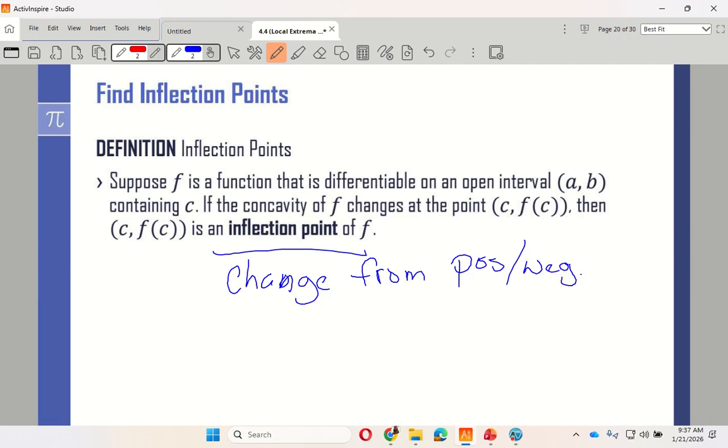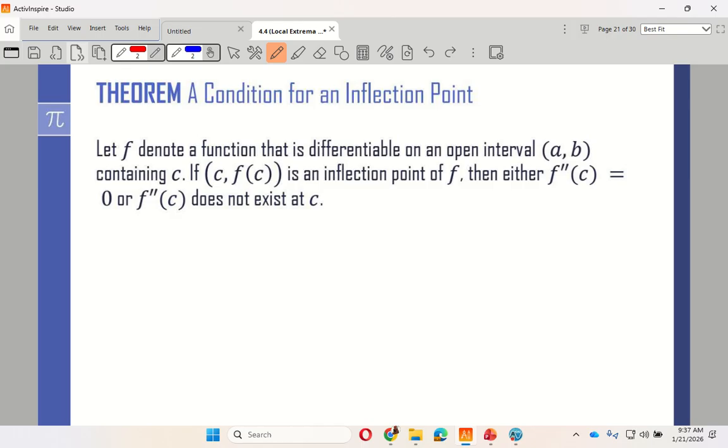So it has to change. It doesn't have to go positive, negative. It could go negative, positive. But it's got to change signs. It has to change signs. Okay.